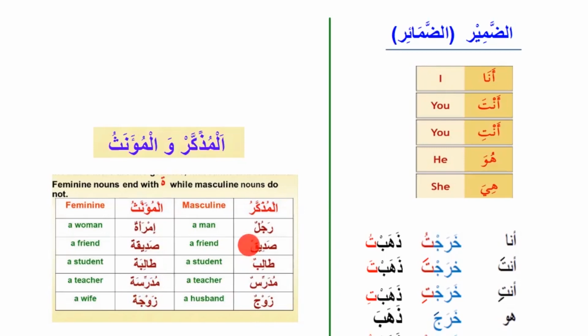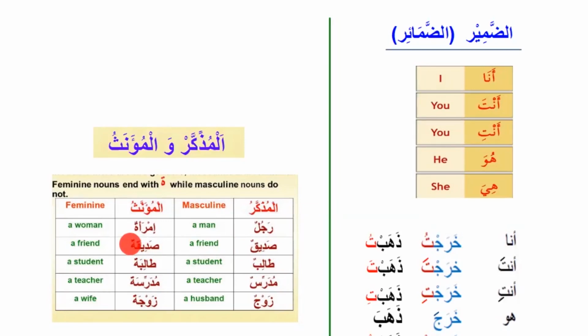For example, if I say Talibun, a student, if you want to say a female student, we just add ta marbuta, Talibatun. Mudarrisun, a male teacher, you add ta marbuta to it: Mudarrisatun, you can see it here. Sadiqun, a friend, you add ta marbuta to the last letter. So, Sadiqatun, a female friend.